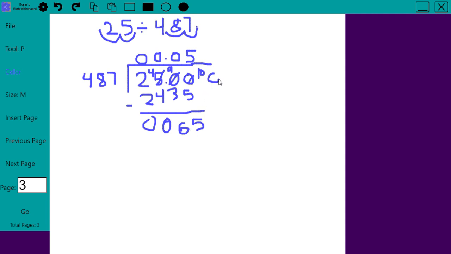I'm going to add another 0 and bring it down. How many times does 487 go into 650? It goes in 1 time. 487 times 1 is 487. Subtract, and this is 163. This is my remainder.